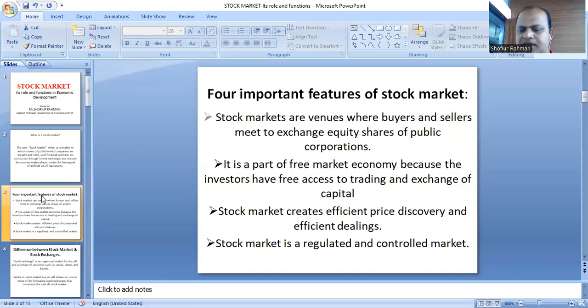Next, the stock market is a regulated and controlled market. It is totally regulated and it is totally controlled because whatever rules are set by the authority, that I just told you a while back, SEBI, everything will be carried out under this jurisdiction.